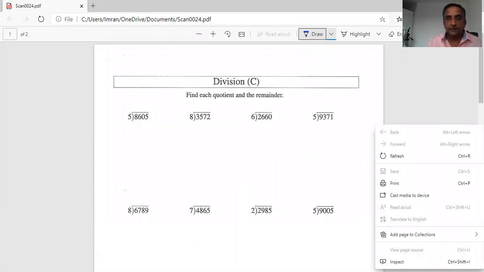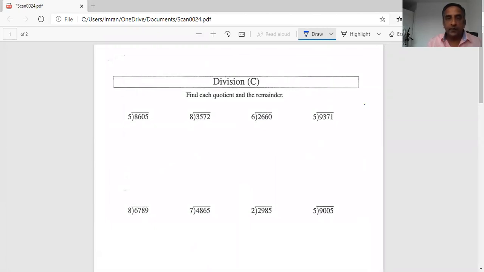As you can see here, we have to divide 8605 by 5. So what we can do is divide them one by one. First we see how many times the 5 timetable goes into 8 or less than 8. So 5 times 1 is 5. If we do 5 times 2, that will be 10, and 10 will be bigger than 8. So 5 times 1 is 5.